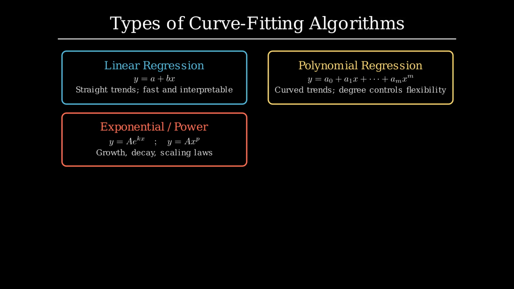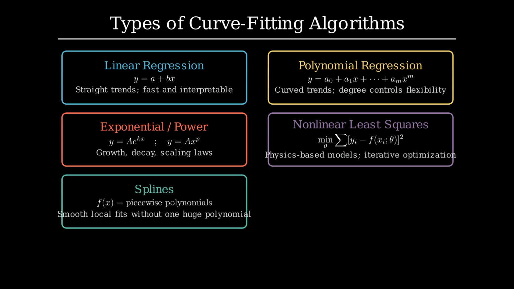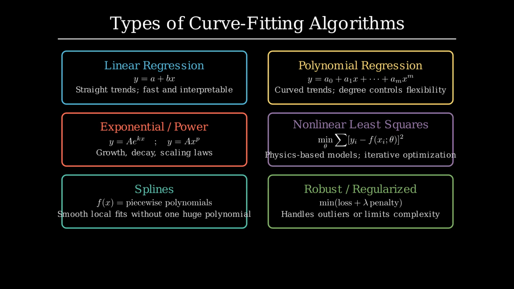Exponential and power law models describe growth, decay, and physical scaling. Nonlinear least squares fits models whose parameters cannot be isolated with simple linear algebra, so an iterative optimizer is used. Splines join low-degree polynomial pieces smoothly. They are flexible while remaining stable over a wide interval. Robust fitting reduces the influence of outliers. Regularization adds a penalty that discourages unnecessarily complicated models.